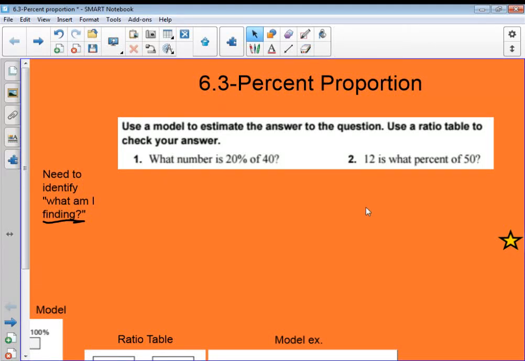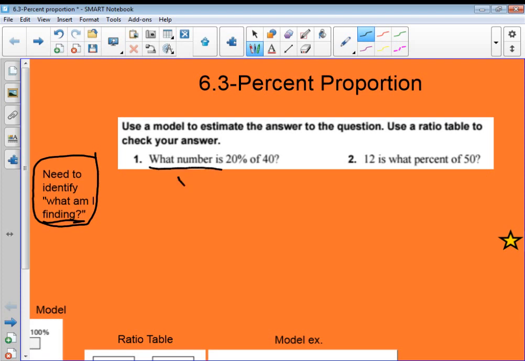So for this one, this is 6.3 proportion. What it's asking is, when given an unknown and we're dealing with percents, these are just some strategies that we can use to help find that unknown. First off, we need to identify what is it asking? What am I finding? So let's look at number 1. It says what number, so usually x, is equal to 20% of 40.